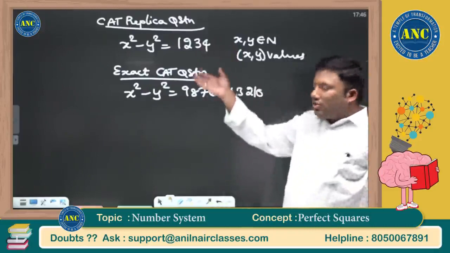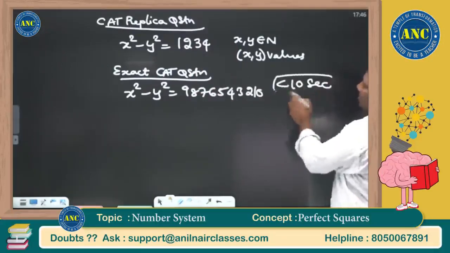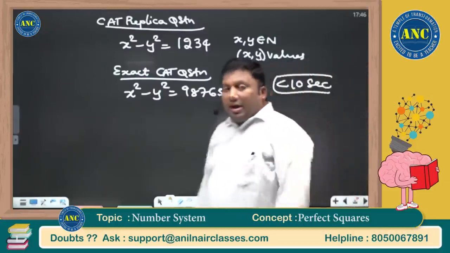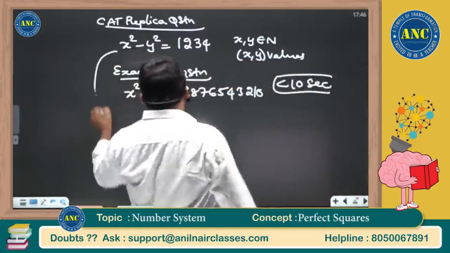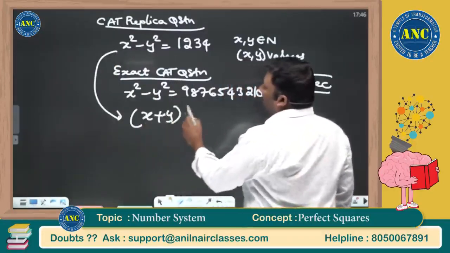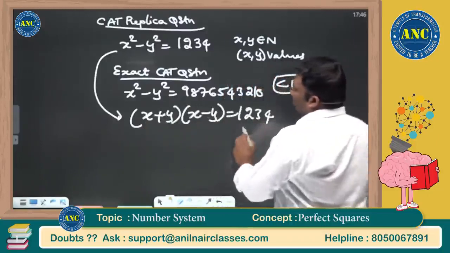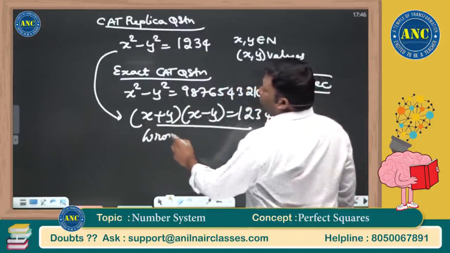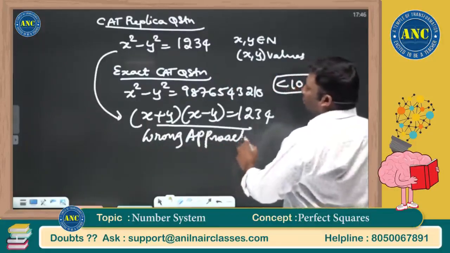I will discuss this question. This question can be solved in less than 10 seconds if you know the approach. X square minus y square equals 1234. If any student thinks that they are good in mathematics and tries to factorize this number, then I wish you good luck. This method is a wrong approach to solve the question. Why do I say it is a wrong approach?